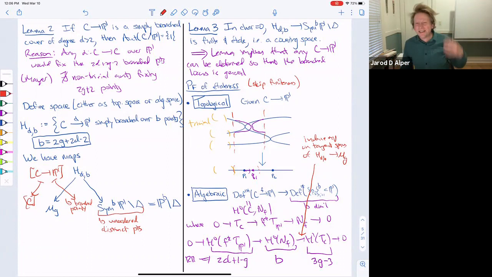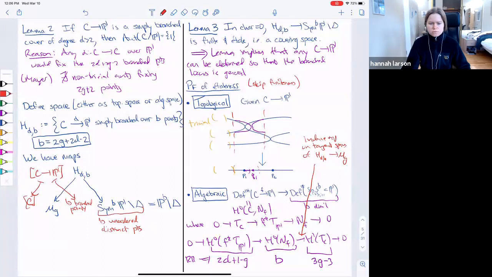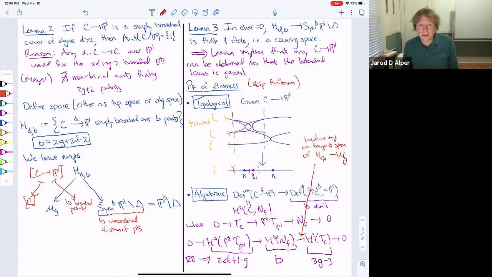Are we making some assumption about D being large? I am assuming D is sufficiently large. Yes. Okay. Yeah, I'm always taking D to be sufficiently large. Are there other concerns here?